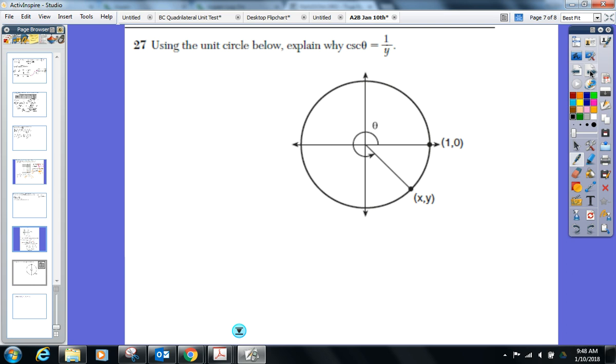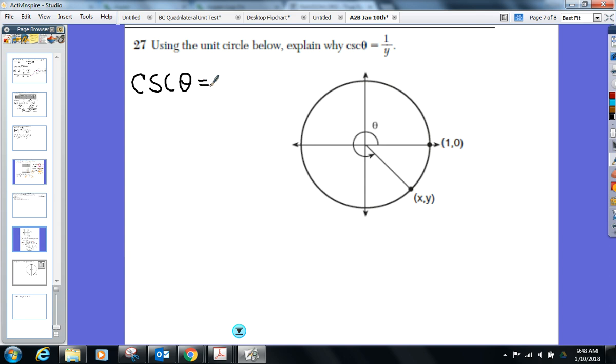I believe I typed this one in. Cosecant. Cosecant is the reciprocal of sine. It's on there, right? We'll look at your sheet. I believe I put it on the bottom left-hand corner. Everyone see cosecant? Reciprocal of sine. 1 over sine. Okay. We're trying to show why this is going to be equal to 1 over y.